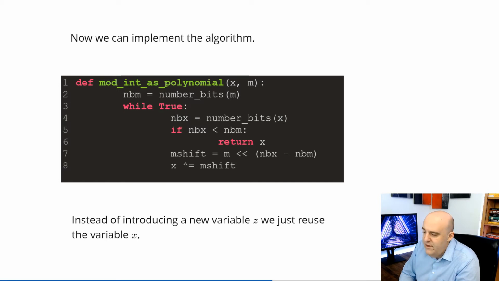That's like returning z. Otherwise, we define the m shifted over, left shifted by how many positions? Well, the difference in the number of bits. And that's represented by nbx minus nbm. And then we XOR x, the current value of x, with that shifted value of m. And that's the way we update x. It's like updating z, but let's just reuse the letter x so we don't introduce another variable for no reason. And that's it.